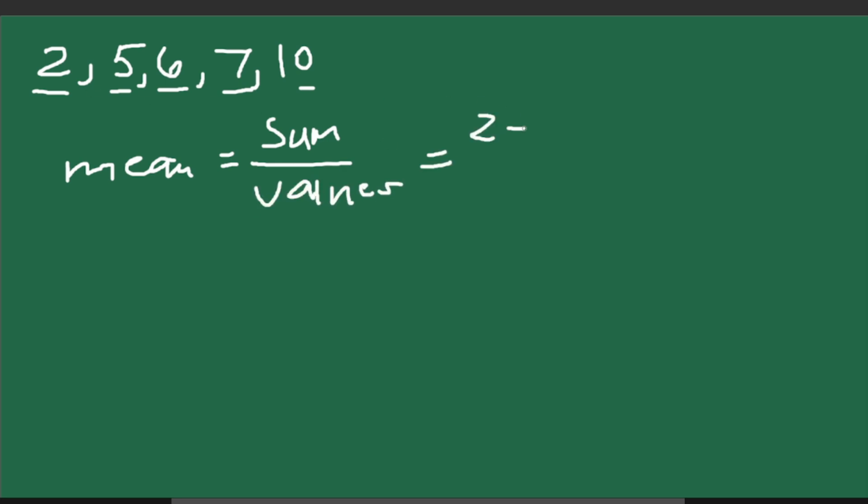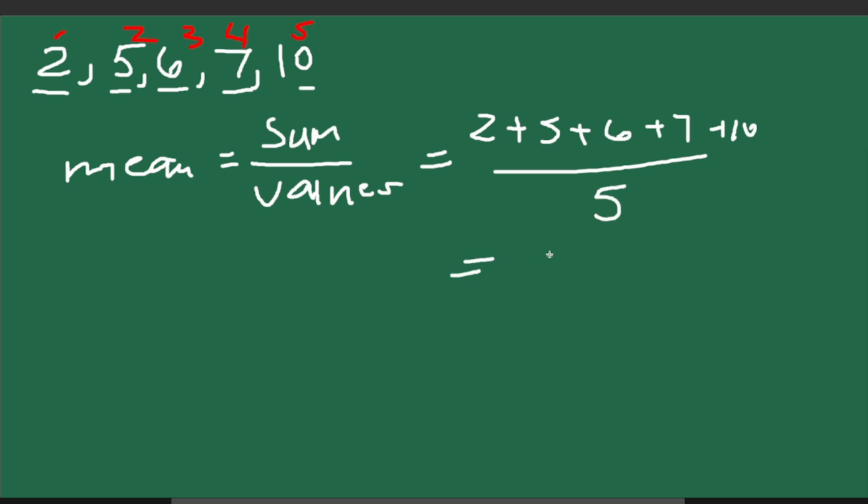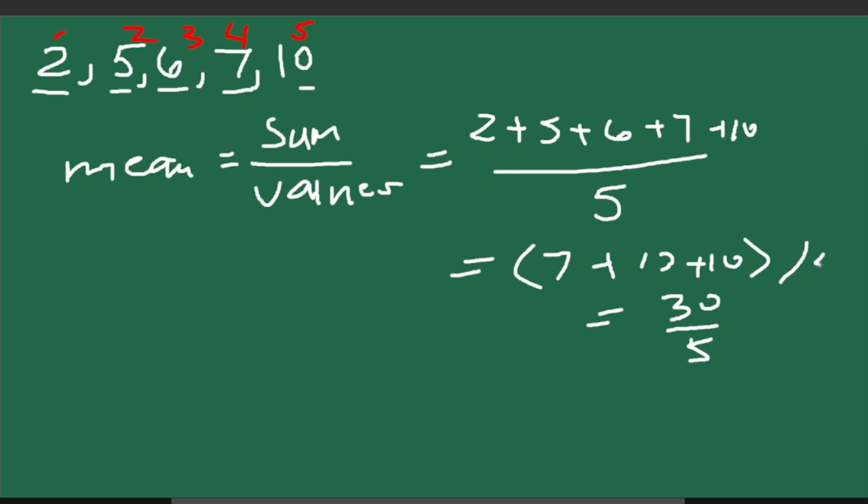So the sum is going to be 2 plus 5 plus 6 plus 7 plus 10, over the amount of values, which is going to be 1, 2, 3, 4, and then 5. So boom, right? I'm going to take my time with this. 7 plus 13, 20, 20 plus 10 equals 30 over 5. Oh, sorry, this is all going to be over 5. Apologize for that. And this is just going to be 6. So that is a really basic example, but it's good to know for future reference.